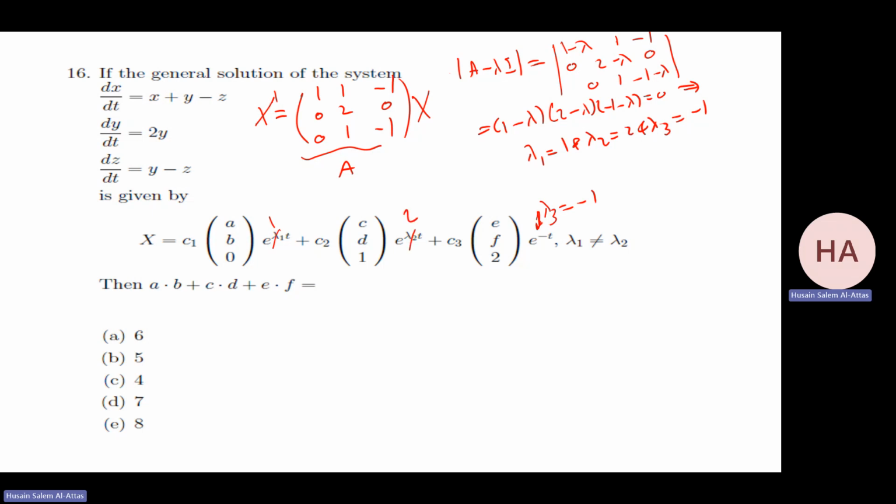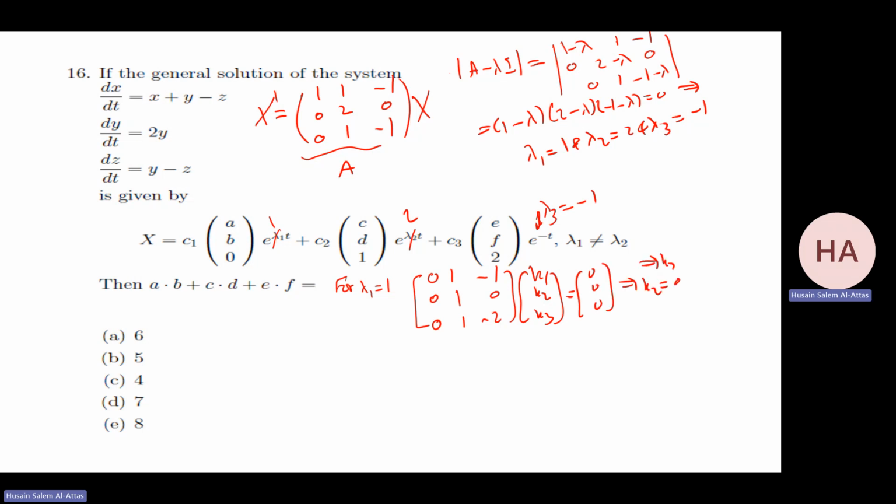Now let me work out lambda 1 equal 1. Solve the system. I have the matrix 0, 1, minus 1; 0, 1, 0; 0, 1, minus 2, times K1, K2, K3, equals 0, 0, 0. So I have K2 equals 0.